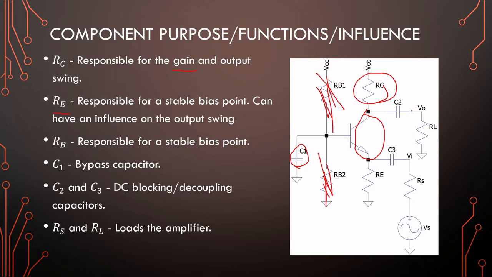Capacitor 2 and 3 is again for decoupling. Any DC from the input side, this is some kind of other system. And it's also to remove DC going into the output. And then just again, RS and RL is our loads, our input load and our output load. So there is mainly three components to design in this amplifier.